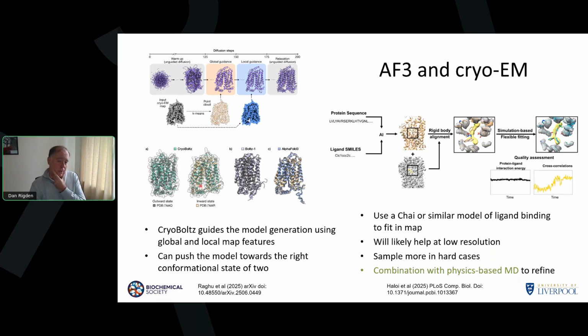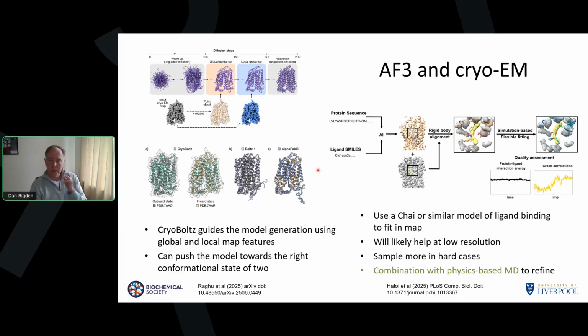So CryoBoltz, for example, is taking your map and using it to push the modeling. This is the Boltz modeling occurring, and in two different steps it uses features from the map to influence the modeling and push it in the right direction, so that when you've got your final model, it fits very well into your map.